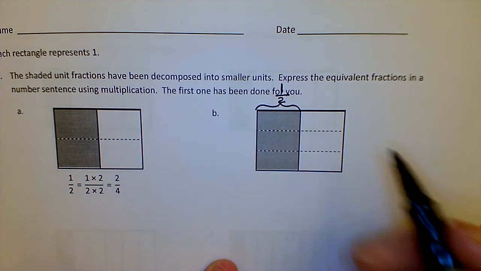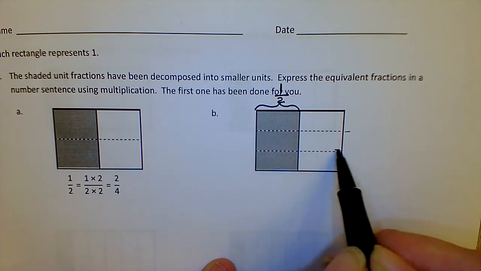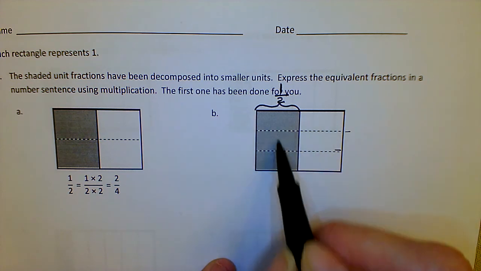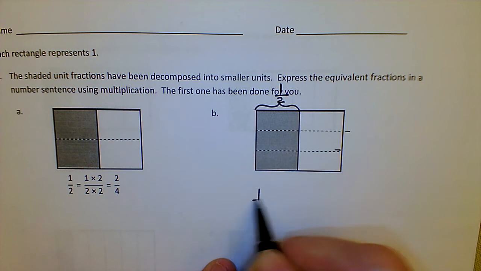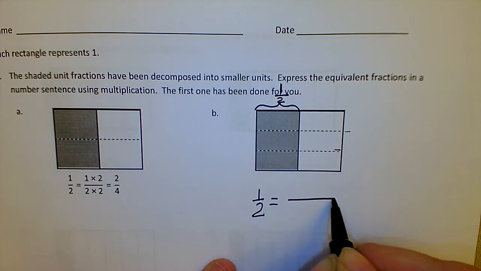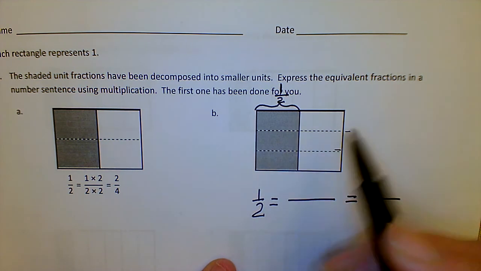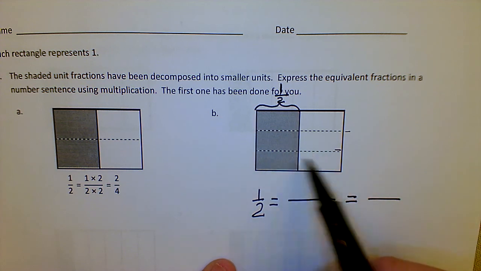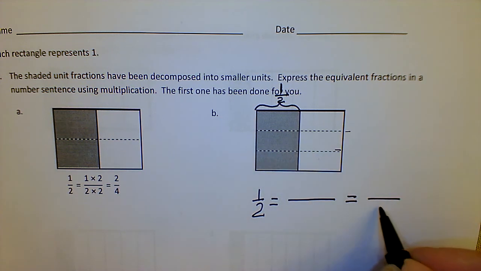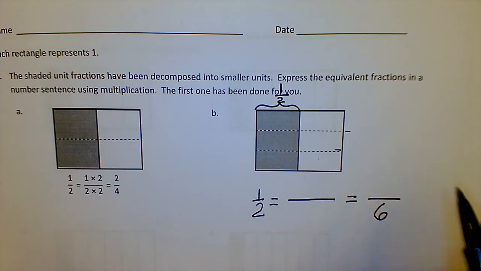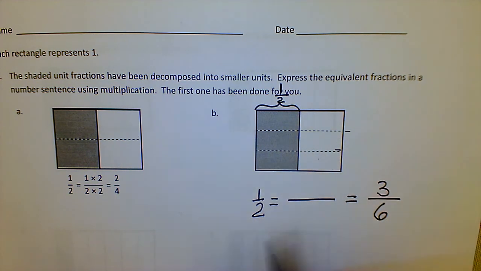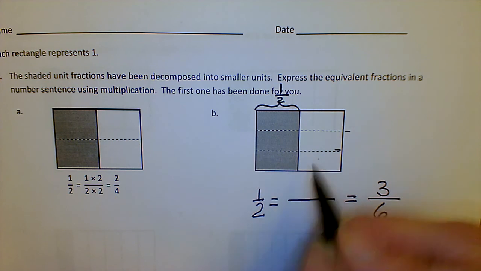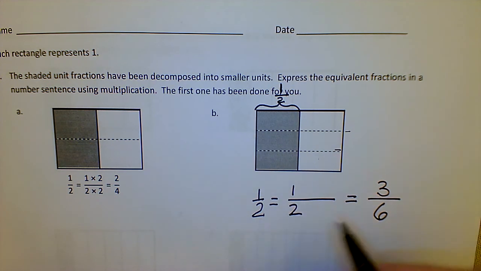Okay, so now what I can see is that they split this up twice. They made it into 1, 2, 3 pieces, 1, 2, 3 pieces on both of these. And again, I'm going to write 1/2 is equal to, and let's see, we have 1, 2, 3, 4, 5, 6 pieces. So my new denominator is 6, and my new numerator, the number that is shaded, is 1, 2, 3. So now we have to say, well, how did I turn this 1/2 into 3/6? And what we did was we multiplied by 3.